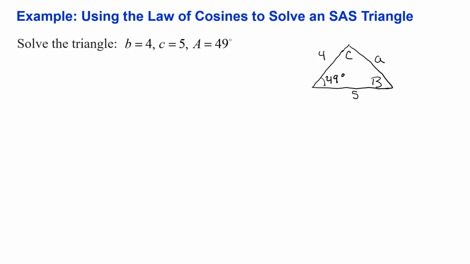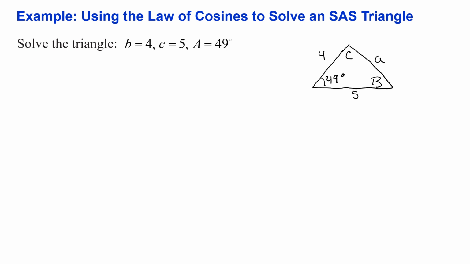Now let's consider an example of using the law of cosines to solve an SAS triangle. This problem wants us to solve the triangle with side B equals 4, side C equals 5, and angle A equals 49 degrees. I've drawn a rough sketch of the triangle and labeled the given information, but please note this figure is not necessarily to scale. We'll begin by finding the missing side A.